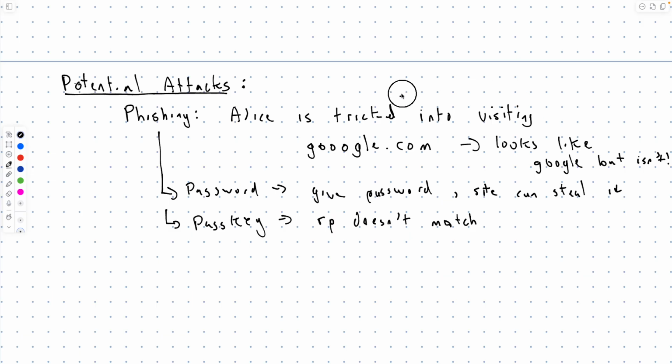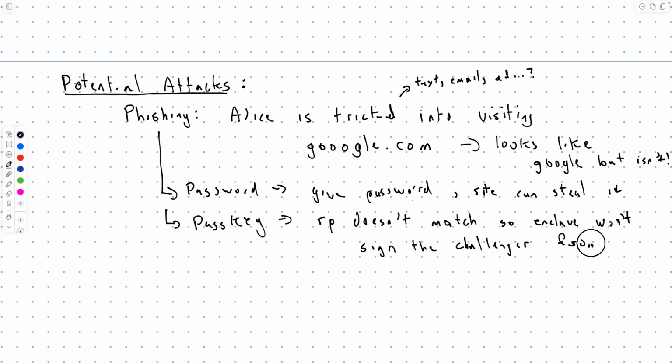Yeah, so it could be a text or email or a bogus search result, an ad. I don't know. Okay. Yeah, so we won't worry about how that happens. Just assume that it happens. So the RP doesn't match, and the enclave won't sign the challenge from Google with 3 O's.